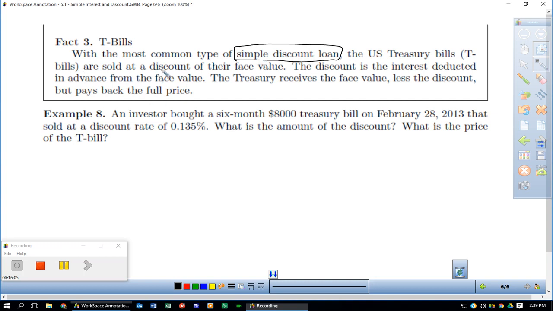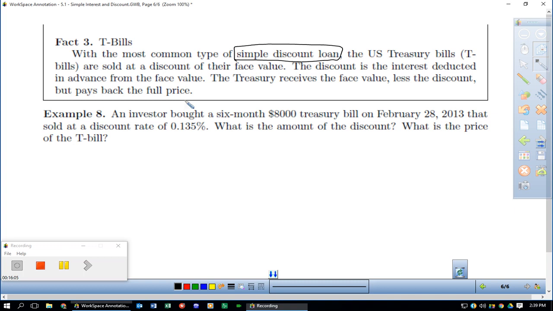They are sold at a discount of their face value. The discount is the interest deducted in advance from the face value. The Treasury receives the face value less the discount, but pays back the full price. So say they are needing money in the Treasury, which happens pretty often, and say they're issuing Treasury bills of $100. That means you're going to pay a discounted price on that. You're going to pay $99, just for instance.